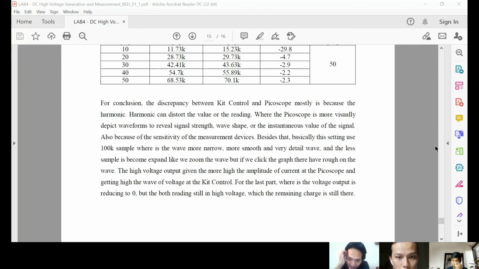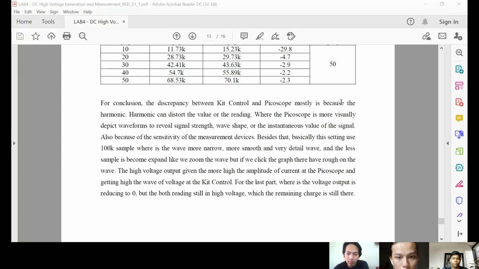Besides that, basically this setting uses 10K sample, where the wave is more narrow, more smooth and very detailed, and the less sample becomes expanded like we zoom the wave. If we click the graph, we can see the kind of ripple, and the higher the voltage output given, the higher the amplitude of current at the picoscope, and getting higher the wave of voltage at the kit control.